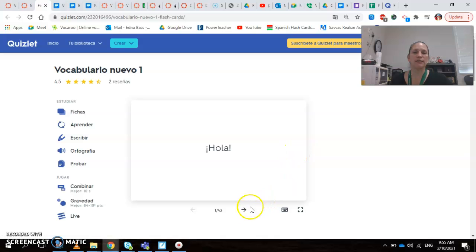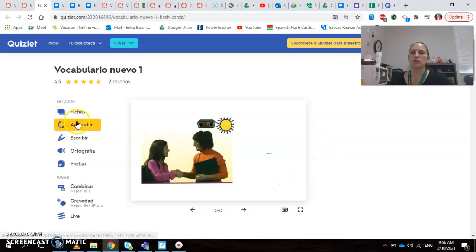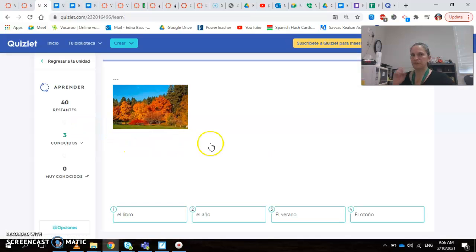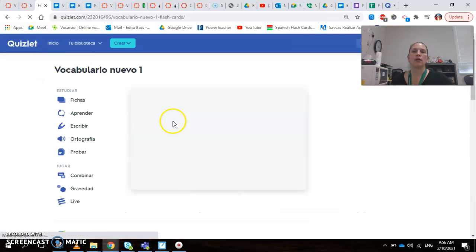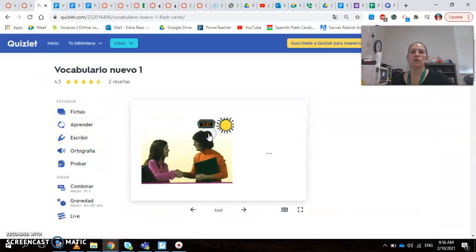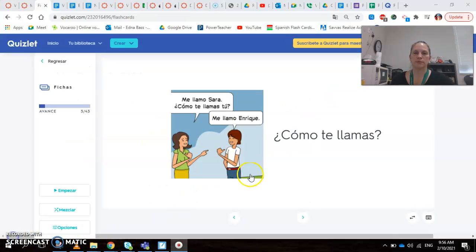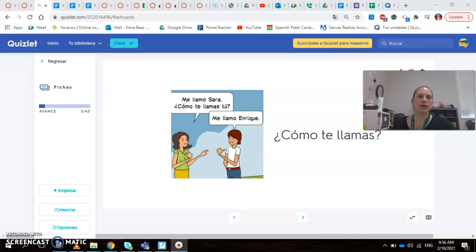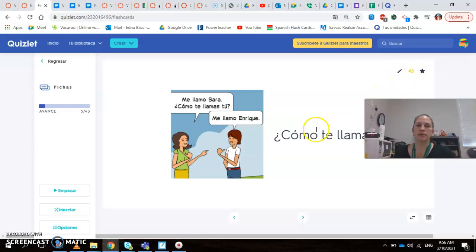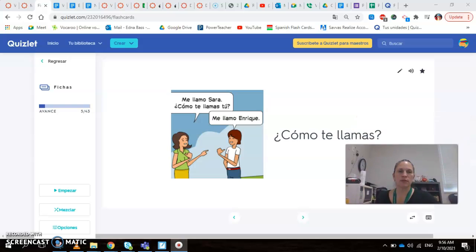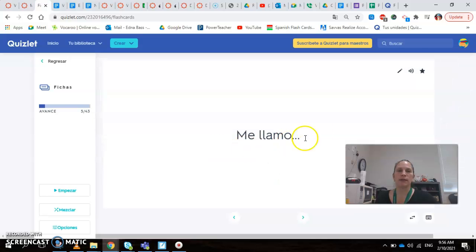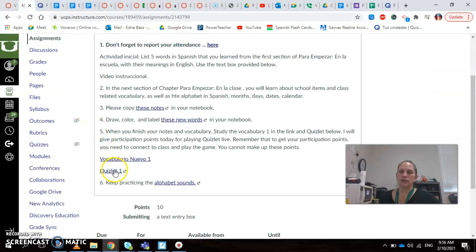Here are your flashcards so you can study. If you want to hear the words, you just need to go to Aprender. No, you go to, just one second. Okay, now I open it in a way that you can listen. ¿Cómo te llamas? So they say the words. Let me put this here so you can see the phrase or the question. ¿Cómo te llamas? And then you can flip it and Me llamo. So there you can learn your words, practice your words.